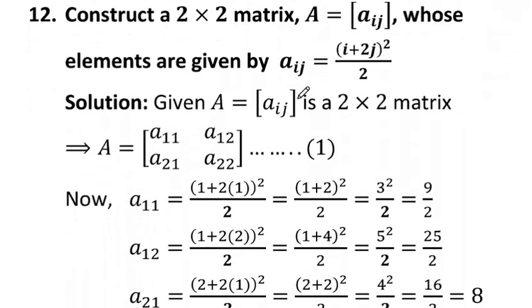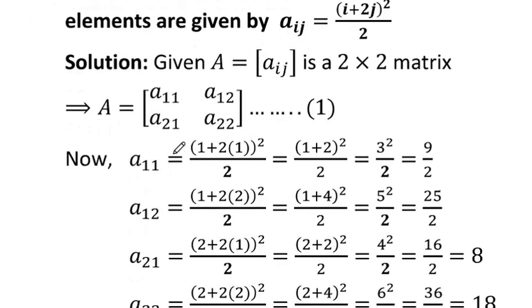Now, there is another question of the same type. Construct a 2 cross 2 matrix A equal to Aij, whose elements are given by Aij is equal to (i plus 2j) whole square divided by 2. Here there will be 4 elements as earlier, A11, A12, A21, A22. What is A11?